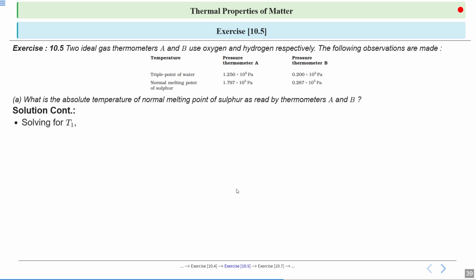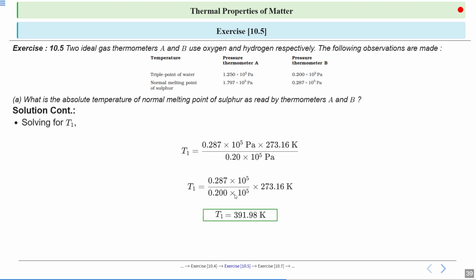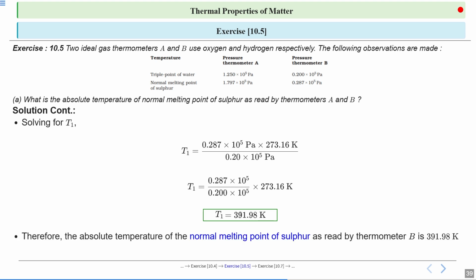So solving for T1, just put in the values. You will get 0.287 into 10 raised to the power 5 Pascal into 273.16 Kelvin divided by 0.20 into 10 raised to the power 5 Pascal. Solving this, you will get 391.98 Kelvin. Therefore, the absolute temperature of the normal melting point of sulfur as read by thermometer B is 391.98 Kelvin. All right.